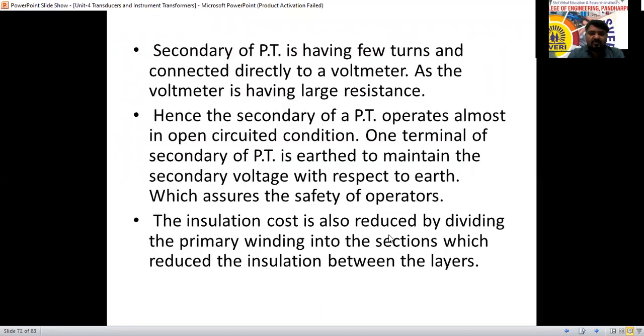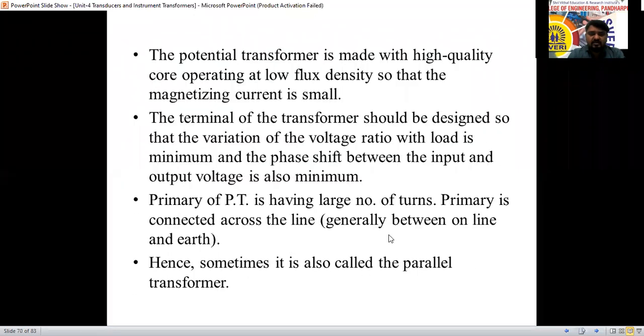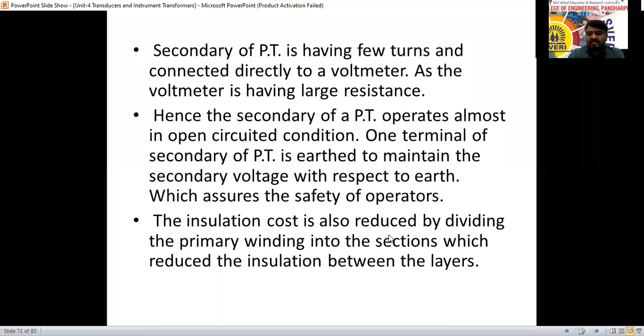Up to here it is the working of the potential transformer. If you have any doubts up to here, you can ask me now. Ask the doubts if you have. Otherwise, we will proceed to the next derivation.